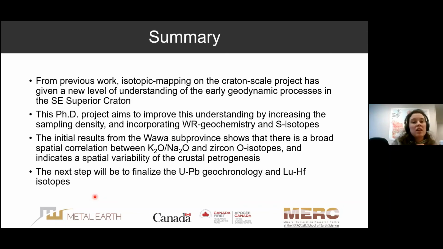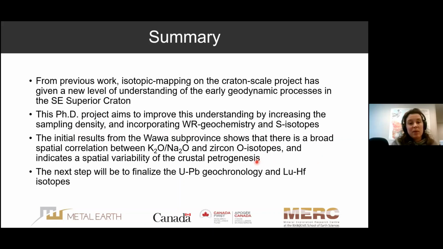So to just sum this up, we see that from previous work, the isotopic mapping in the Craton Scale project has given a new level of understanding of the early geodynamic processes in the southeastern Superior Craton. And this PhD project aims to improve this understanding by increasing the sampling density and incorporating the whole rock geochemistry and sulfur isotopes. And what we saw is that the initial results from the Wawa subprovince show that there is a broad spatial correlation between the sodium-potassium ratio and the zircon oxygen isotopes. And it also indicates that we have a spatial variability of the crustal petrogenesis.